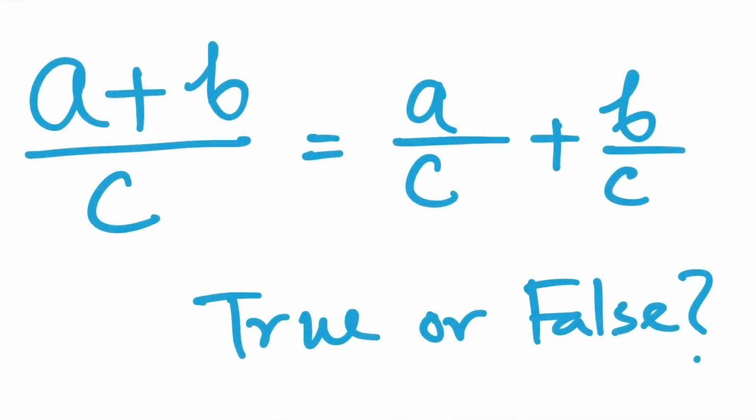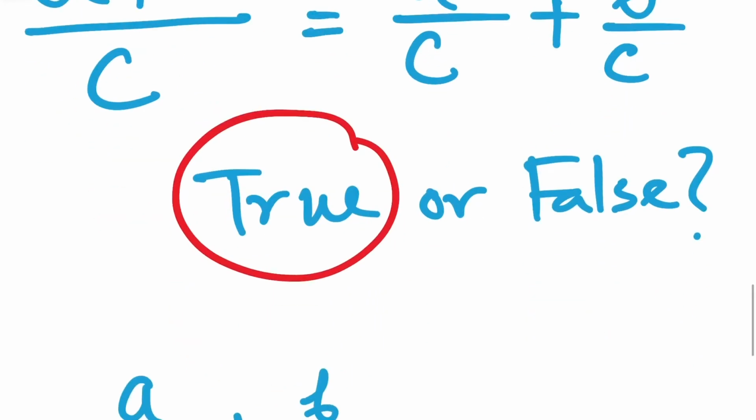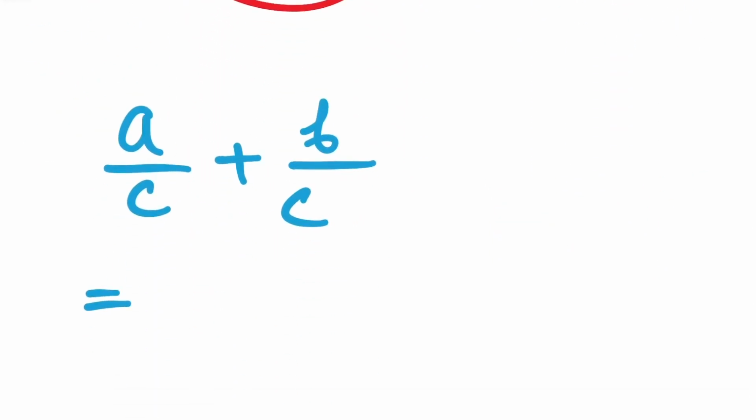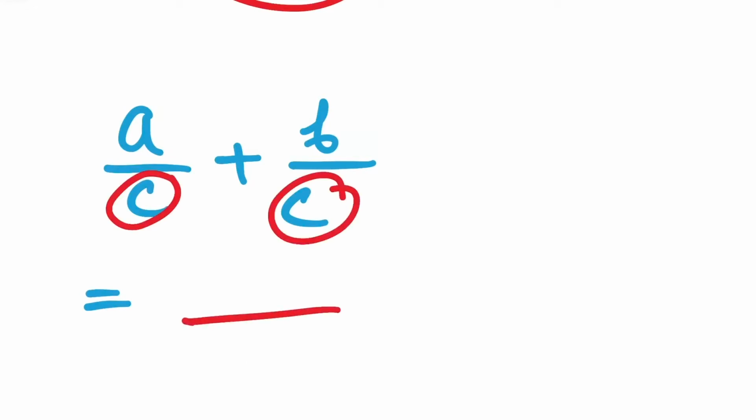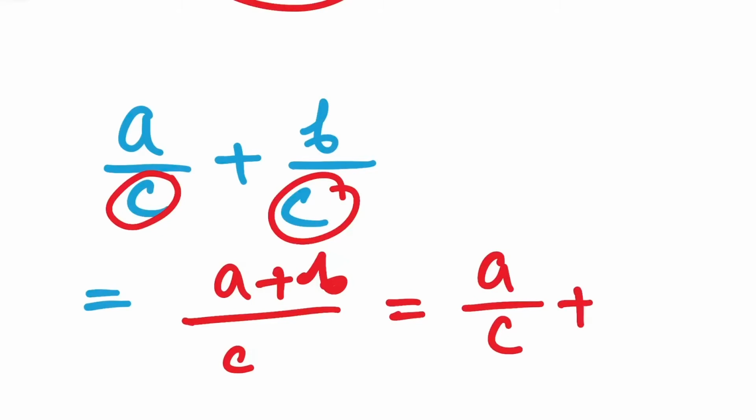b over c equal to a over c plus b over c. Is it true or false? I'll give you 10 seconds, okay? So yes, the answer is true. Let me show you the work. a over c plus b over c. Whenever you add fractions, if the denominators are the same, you can actually add the numerators. So a plus b over c is equal to a over c plus b over c.